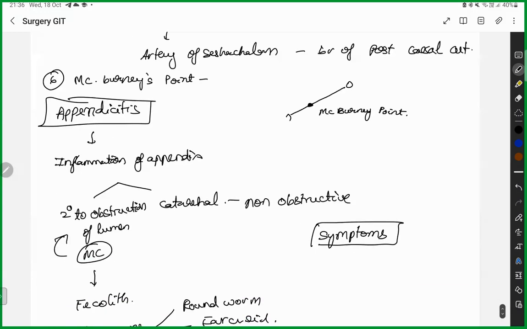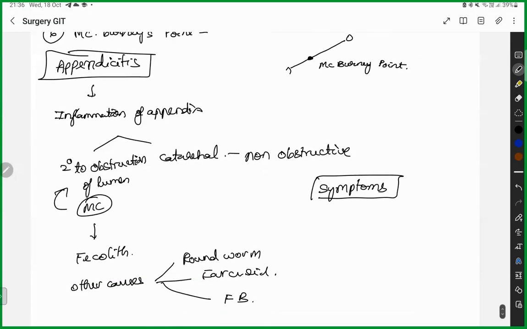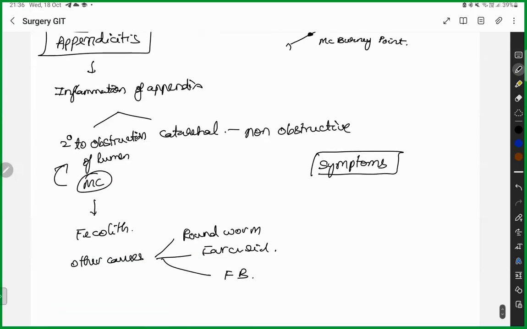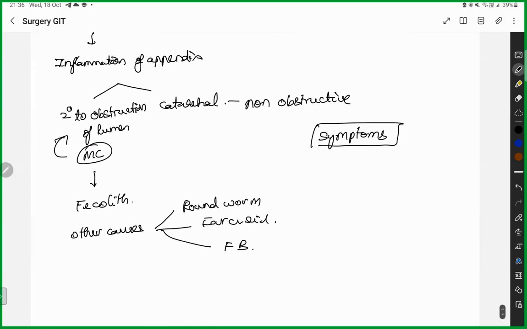Appendicitis is an inflammation of your appendix. It is of two types. Either it is secondary to some obstruction of the lumen, or it is non-obstructive. The most common cause of secondary obstruction of your lumen is a fecolith. What are the other causes? Other causes include roundworm, carcinoid.